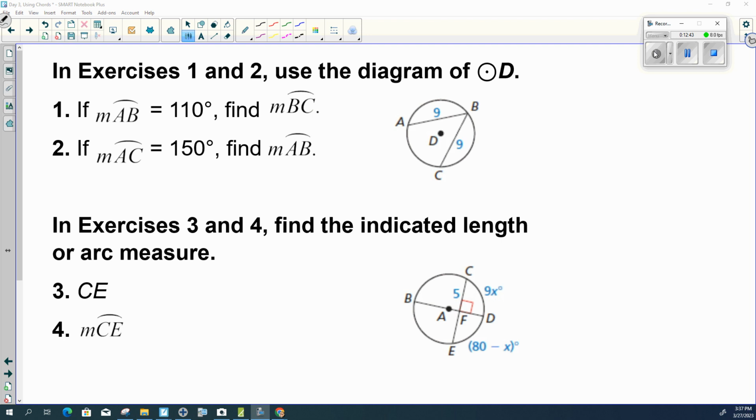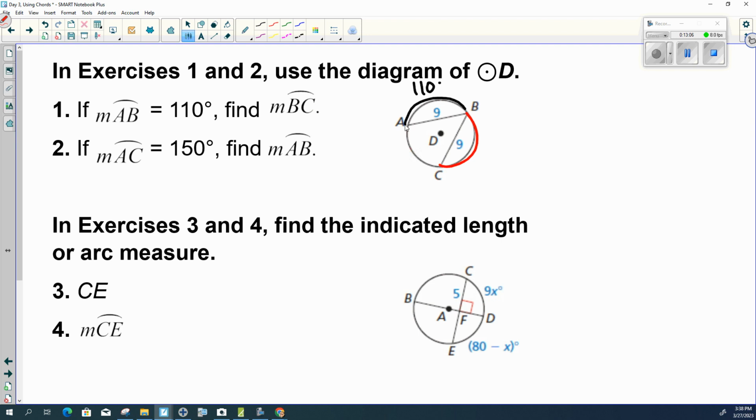Okay, so if the measure of AB is 110, and the measure of AC, I don't know how to do this, is going to be, I think I just skipped to another problem. Okay, find the measure of BC.